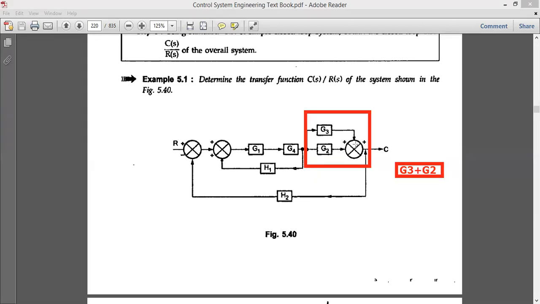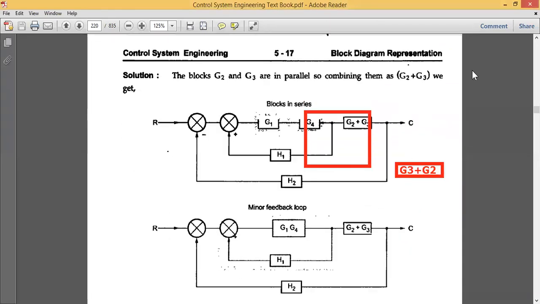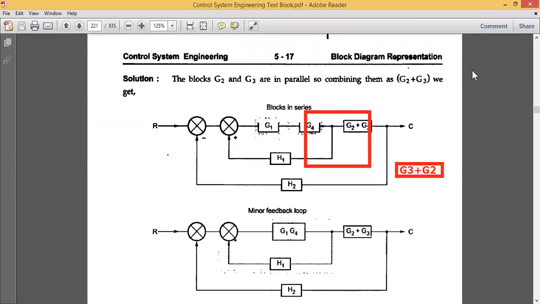ये जो summing point है आपका, ये चला जाएगा. Okay, then one more thing you can see here, both the signs are plus. If it was minus, then I would have written G3 minus G2. So let us reduce this minor parallel combination of G3 and G2 and make it one block. If I reduce this block, then the block will be reduced as this. You can see now, right? So what they have written is G3 plus G2.